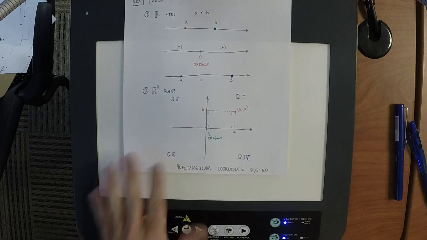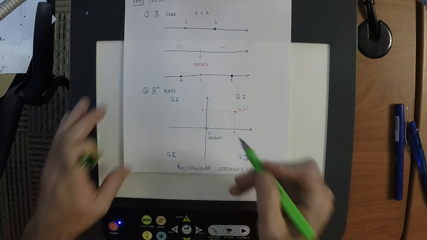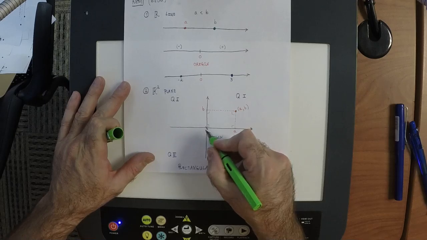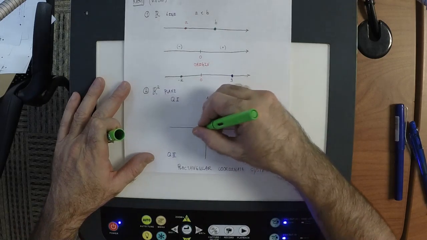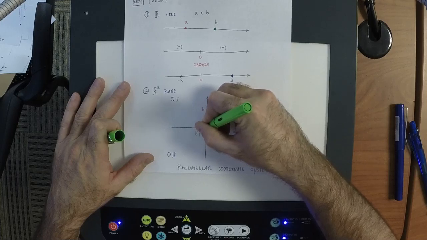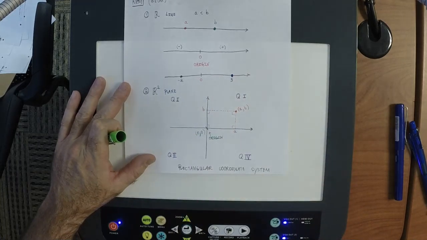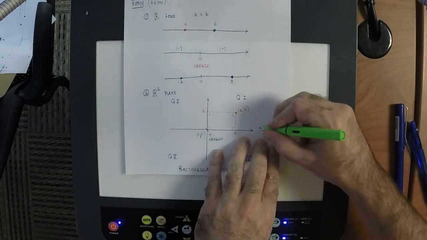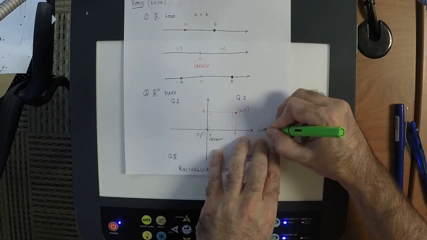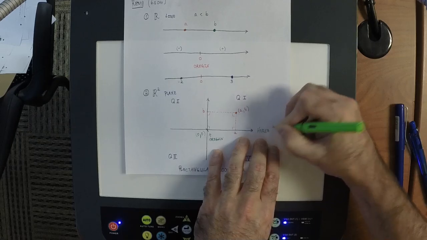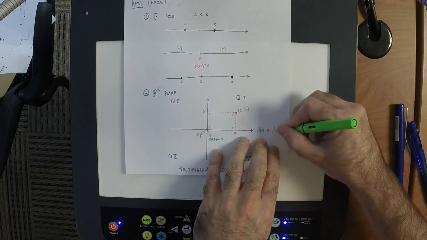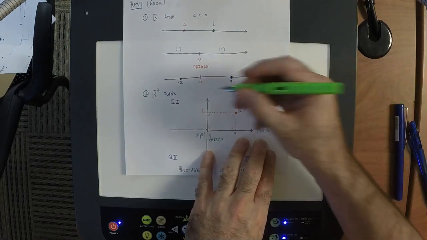Okay, good. So what are the coordinates of the origin? 0, 0, right? So the origin is at 0, 0. A few more conventions. We'll refer to this as the horizontal axis. And if we're going to call this one the horizontal axis, then what are we going to call the other one? The vertical axis.